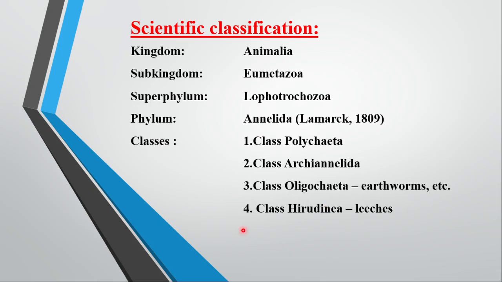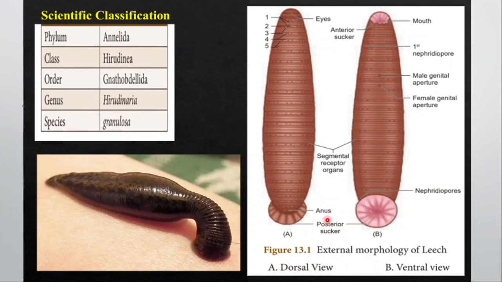So, in the theory syllabus, the animal given is the leech, which is commonly called Hirudinaria granulosa. The scientific classification of cattle leech is given here: phylum Annelida, class Hirudinea, order Gnathobdellida, genus Hirudinaria, and species granulosa. Originally the cattle leech looks like this, in the picture given below the classification.